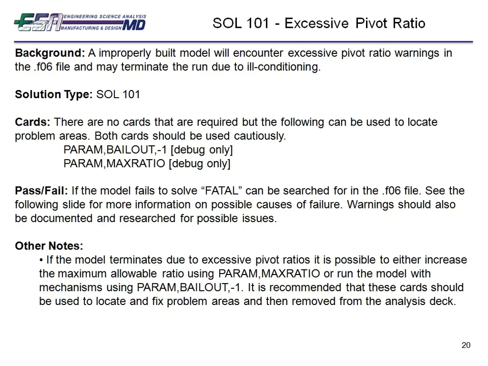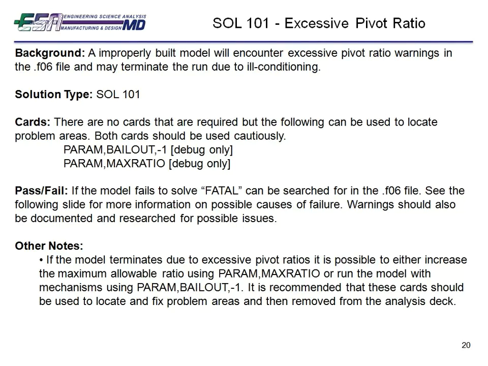There are no cards that are required. Patran calculates this by default. Two cards to use cautiously are PARAM BAILOUT and PARAM MAXRATIO. If the model fails, you can search for fatal, and you'll see an output of where the model is having issues. It tells you at specific grid points, and you can track down these issues.